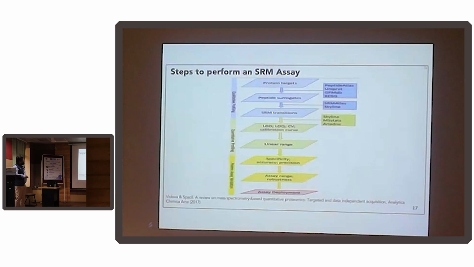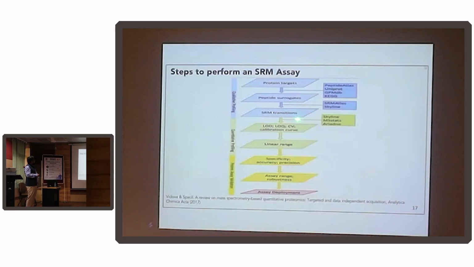And how do you do it? So you have protein targets, and you can generate them from the PeptideAtlas, the UniProt server, from KEGG, and you create, for these targets, the peptides. As we discussed, for one protein, you have multiple peptides. These peptides are made out of trypsin proteolysis.